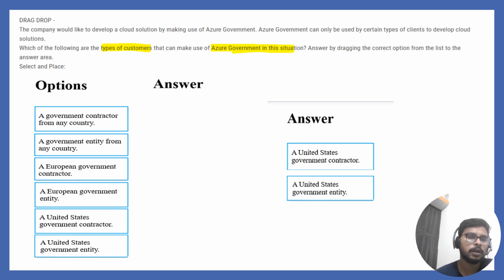And now, in this scenario, they have asked: the company would like to deploy a cloud solution by making use of Azure Government. Azure Government can only be used by a certain type of client to deploy cloud solutions. So which of the following are the types of customers that can make use of Azure Government in this situation? You need to answer by choosing the correct option from there. So a United States government contractor and a United States government entity are the only ones allowed to use this solution.